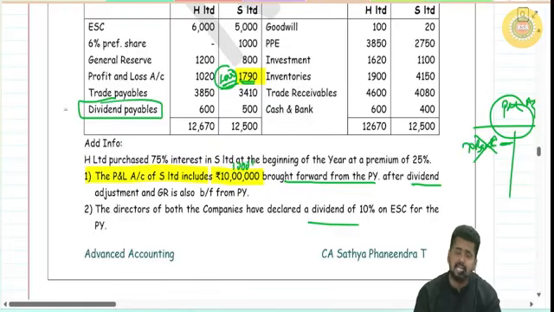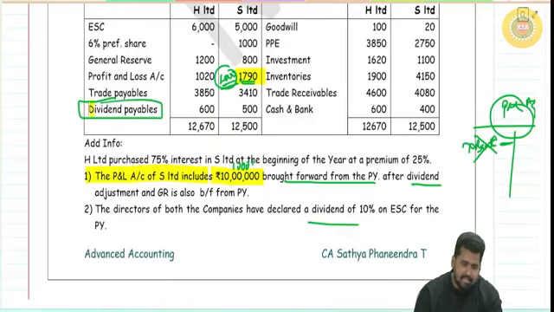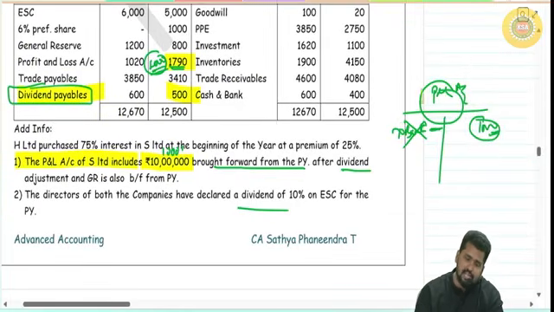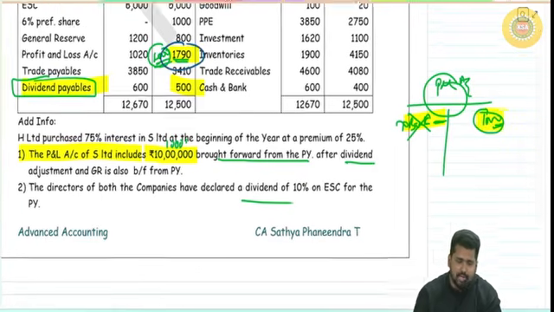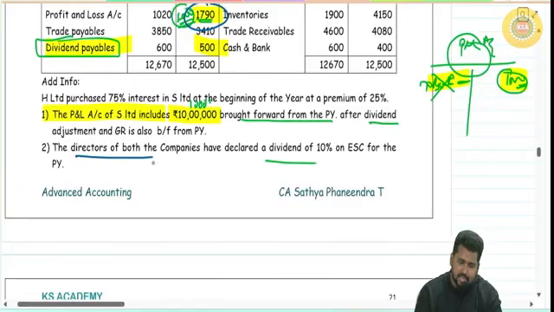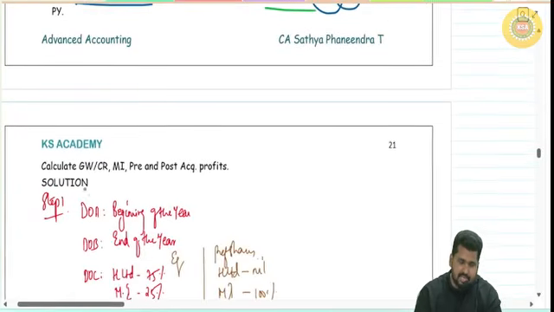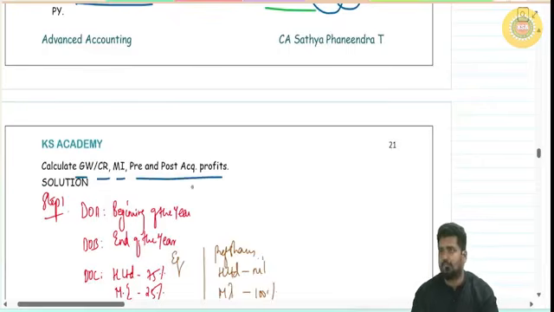Dividend payable account is there in the balance sheet because they have adjusted the dividend. They have already taken it to P&L. After taking to P&L only, opening balance is 1000. Closing balance comes to 1790. Clear? Both the directors of both the companies have declared the dividend at 10% on equity shares for the previous year. You are required to calculate goodwill or capital as a minority, pre and post acquisition profits.